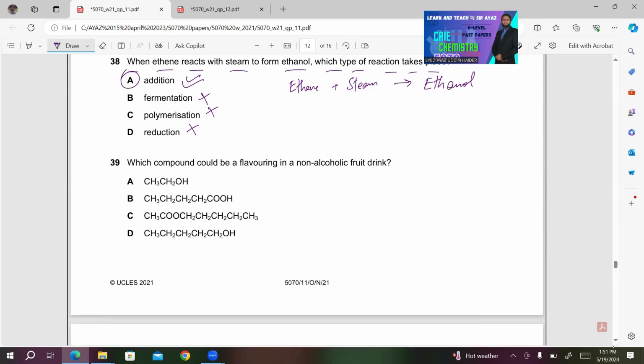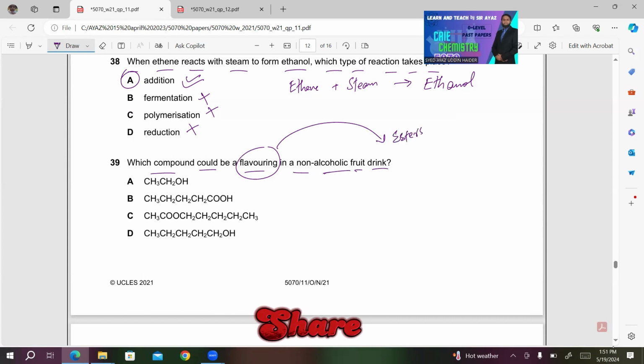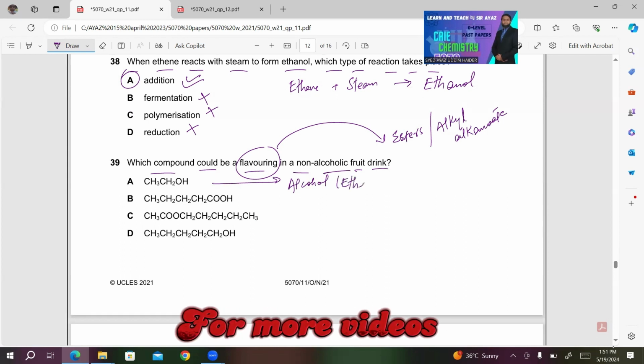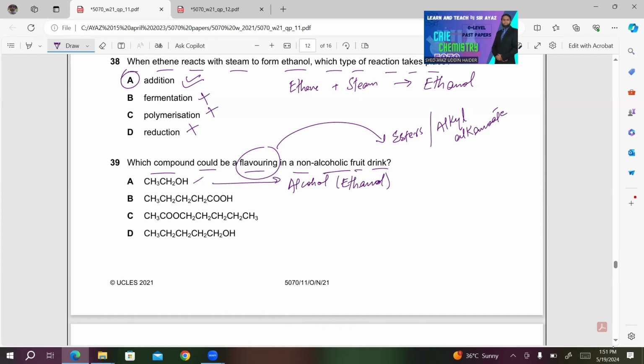Number 39. Which compound could be a flavoring in a non-alcoholic fruit drink? Flavoring, this is a characteristic of esters. Esters are used as flavoring. So you have to look for esters of alkyl alkanoate. The other name for ester is alkyl alkanoate. In these, A, we have CH3CH2OH. It's an alcohol, ethanol, which means this is incorrect.